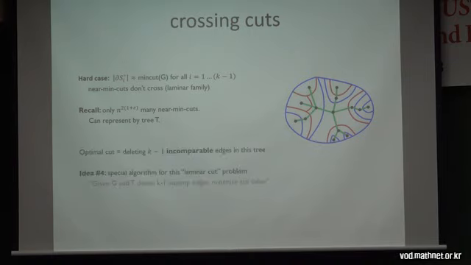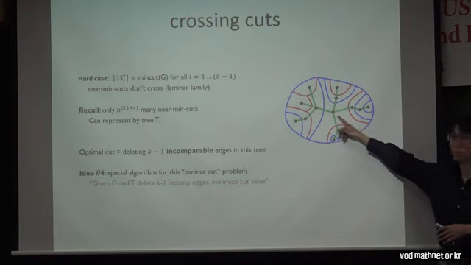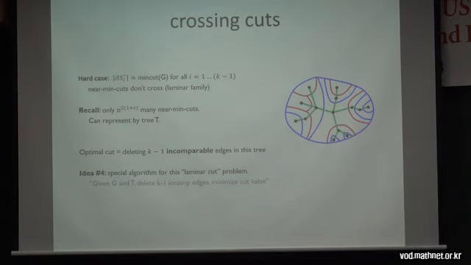So still we have this promise that all but one component is a near min-cut. So it corresponds to the optimal cut deleting k minus 1 incomparable edges in this tree. Here I assume that we root the tree at a vertex that corresponds to the last part. And by incomparable, I mean that no edge is an ancestor of another. So this is a very strong structure at this point.